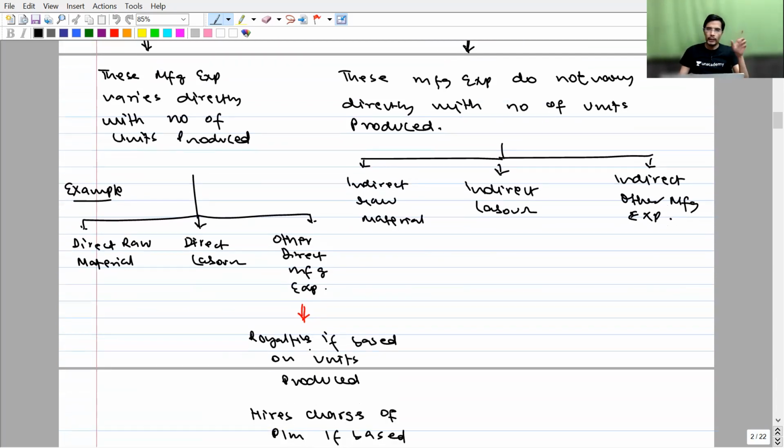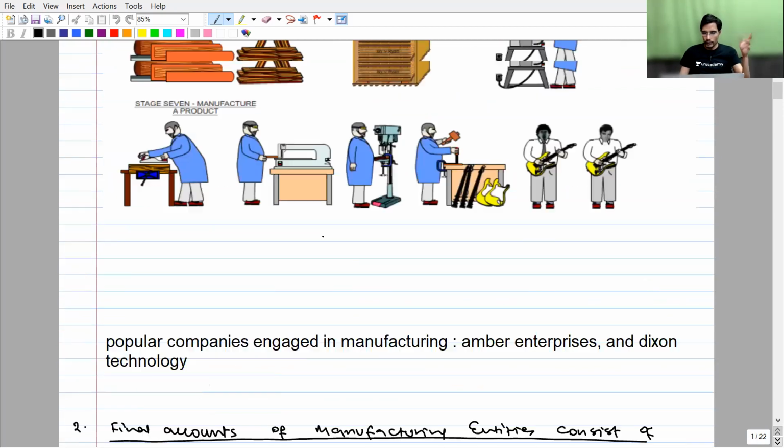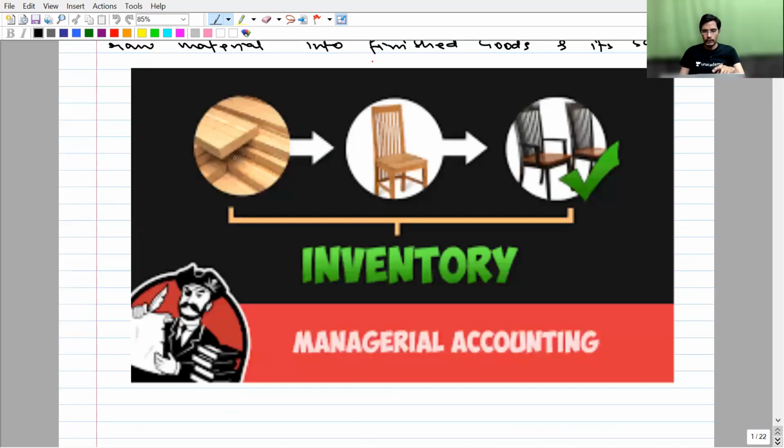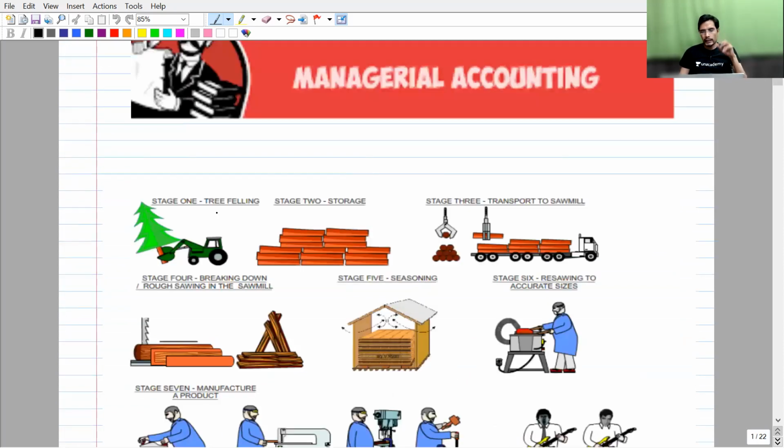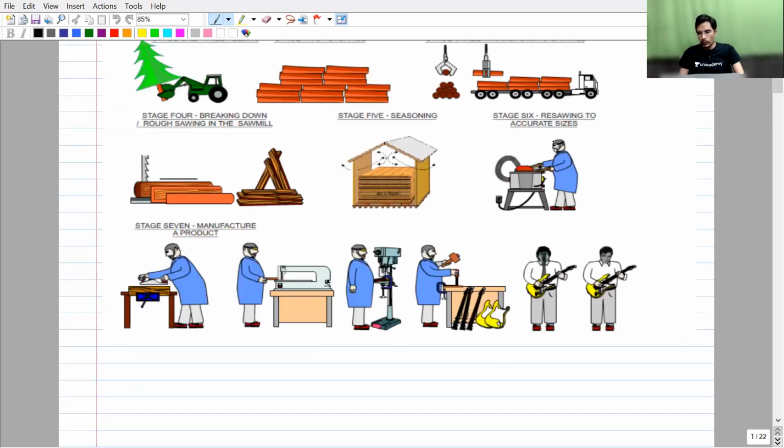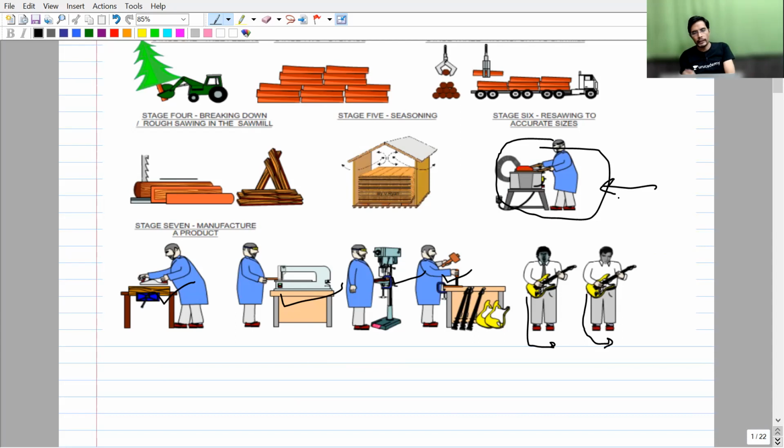Prime cost is further subdivided into direct raw material, direct labor, and other direct manufacturing expenses. Direct raw material means the wood which we were talking about earlier. This is called direct raw material. Direct labor refers to the people who will be using the wood, converting the wood into finished goods. This guitar is the finished good, which is made out of wood. The remuneration paid to the people who are making the guitar will be called direct labor.